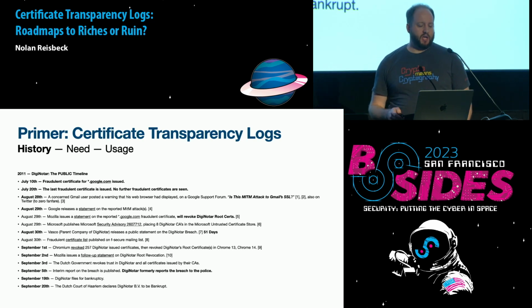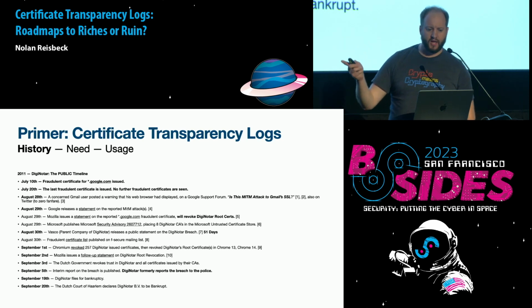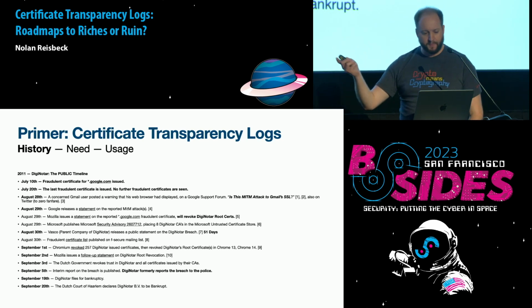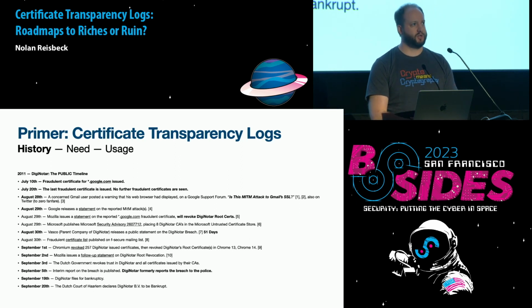The roundup of all of the certificates that were issued by DigiNotar in this whole fiasco was published to a mailing list on F-Secure. I think there were quite a few of them. And on September 1st, Chromium and Google revoked 257 certificates issued by DigiNotar.